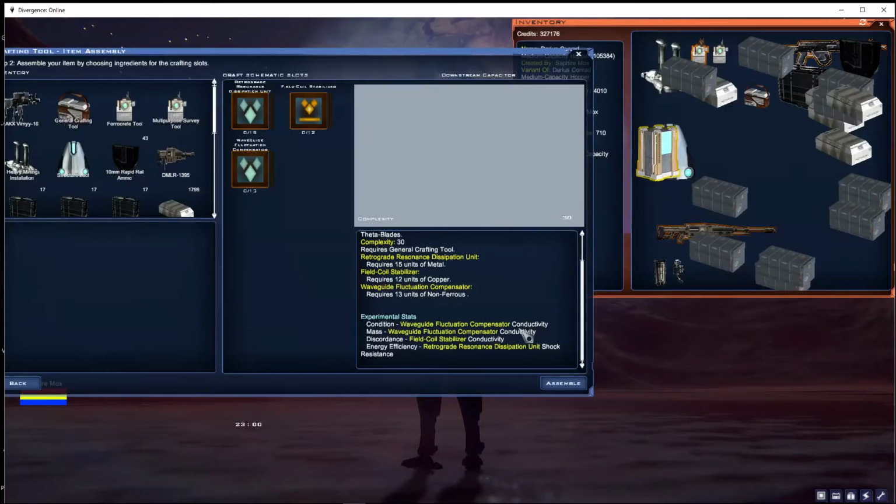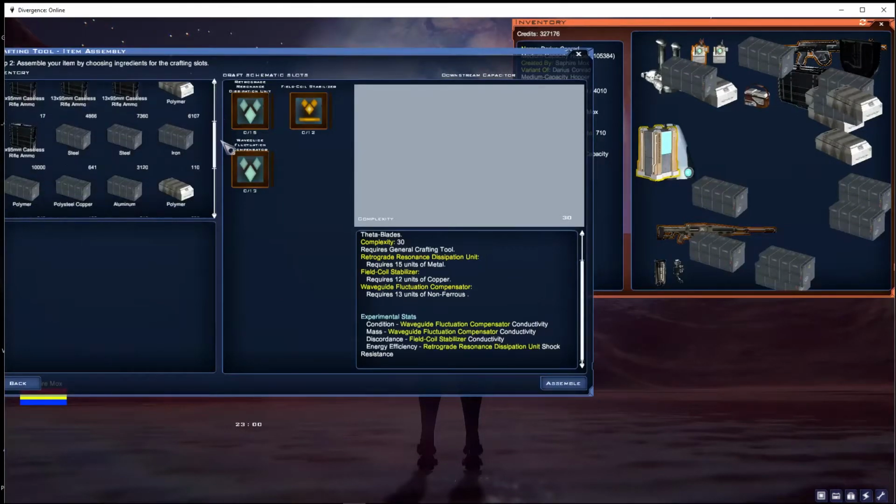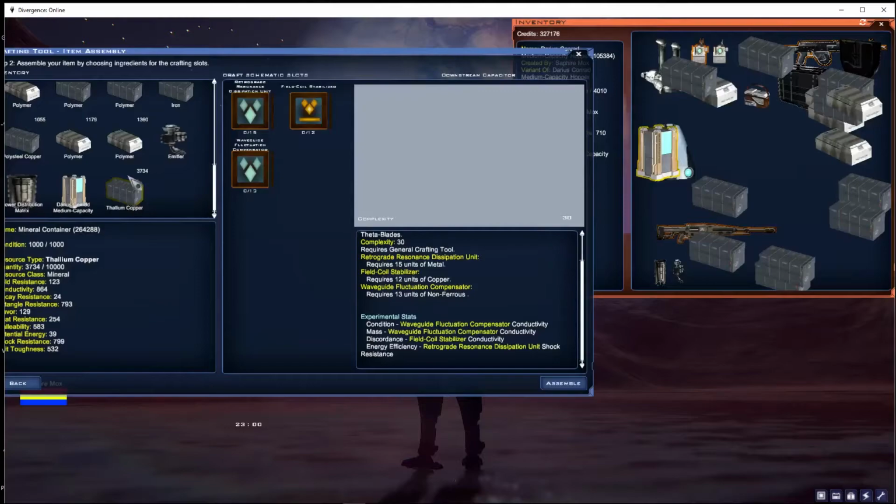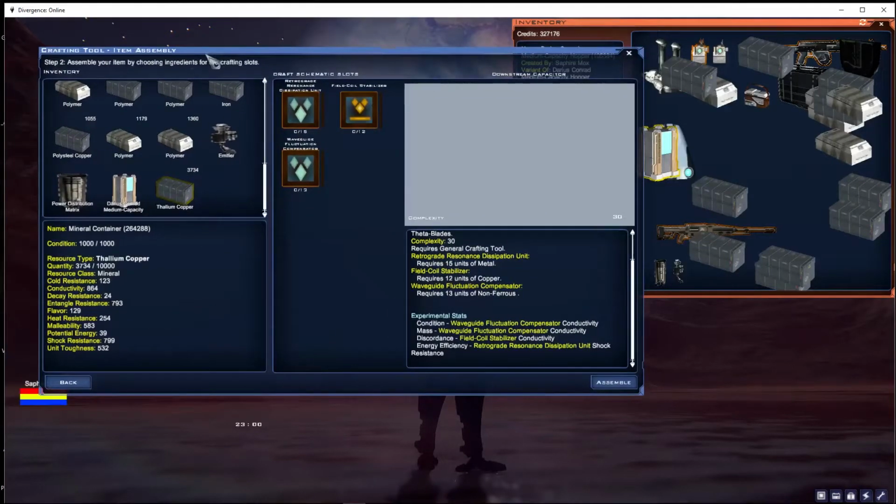These are some of the coolest things that I think have come out so far in this game, and I'm always striving to create the best. I'm going to use some of my best mats. When we look at shock resistance, finding a non-ferrous metal with high shock resistance is incredibly difficult.